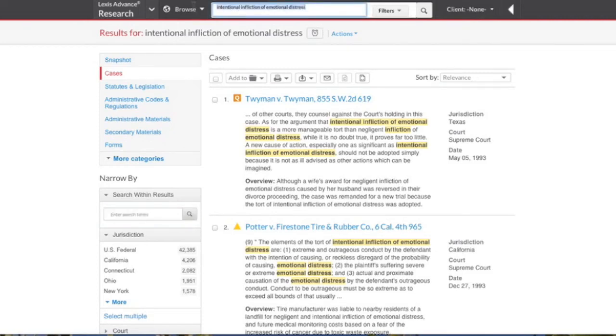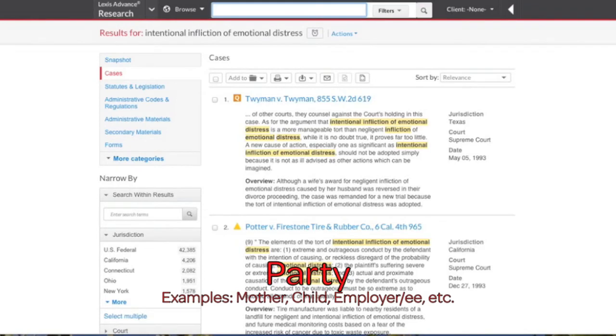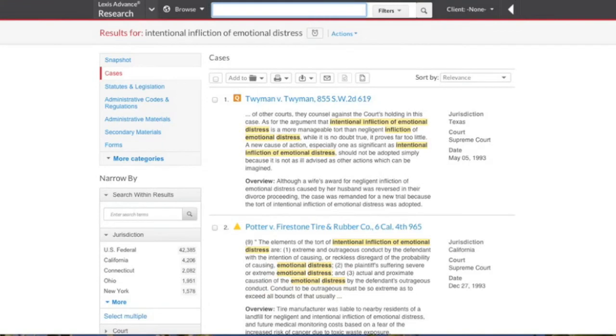So instead, what I would recommend is including the cause of action, the legal term of art, any defenses, and maybe even the party. And when I say party, I don't mean a person's name, Smith. I mean, is it a mother? Is it a child? Are they employers? Is it an employee? By typing in this additional information, the first cases that pop up are going to be more likely to fit your fact pattern.